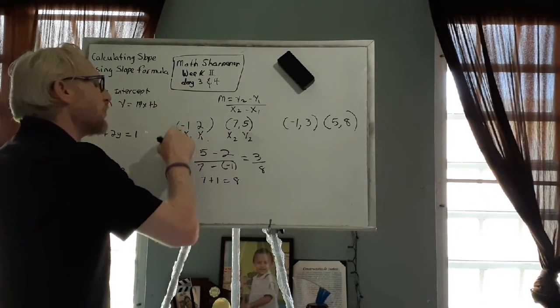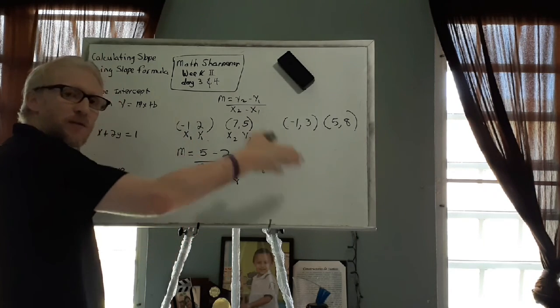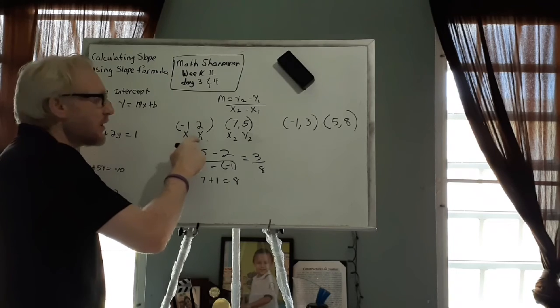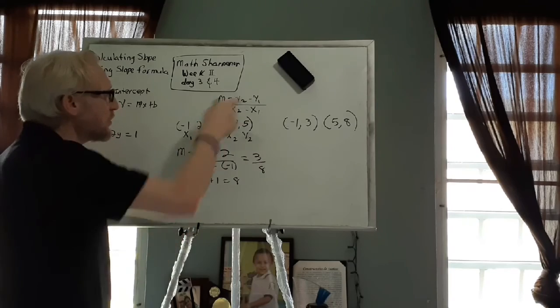We know that our ordered pairs are always divided into x and y coordinates, and we're going to read them from left to right. So we're going to say this is x sub 1, this is y sub 1, this is x sub 2, and this is y sub 2, and then we just plug them into the formula.